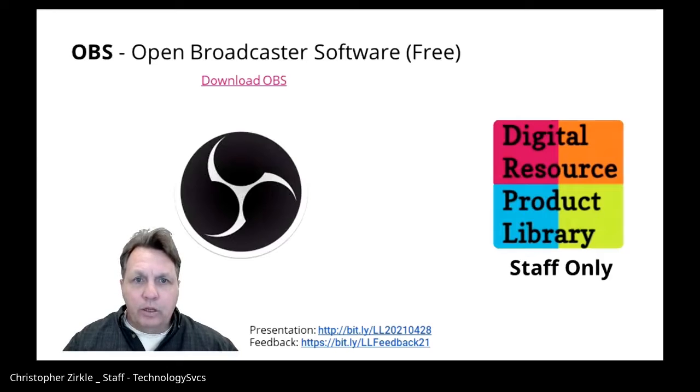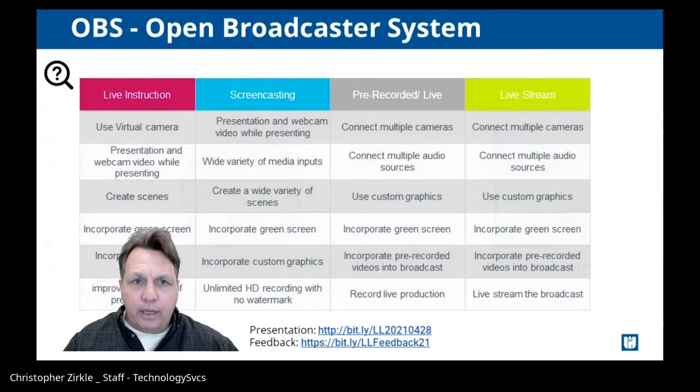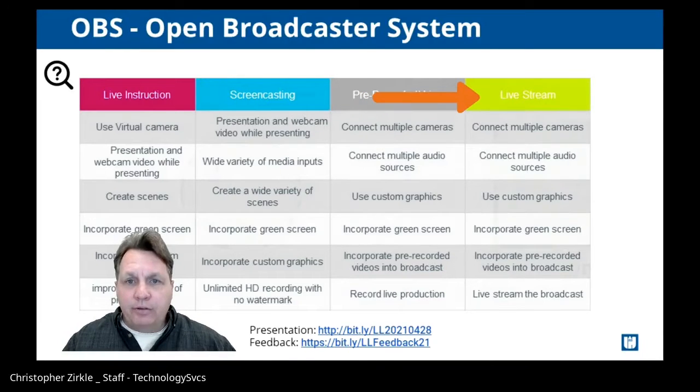It's a software that you can download and use on your Wake County issued laptop. It's in the Digital Resource Product Library, staff only. And there's 4 different ways to use it. Live instruction is one way. And you can also use it for screencasting. You can use it for pre-recorded content, such as live events or a live news broadcast, and record it and then distribute that video to your audience later. Or you can actually live stream an event or a news program or really anything you want to broadcast.